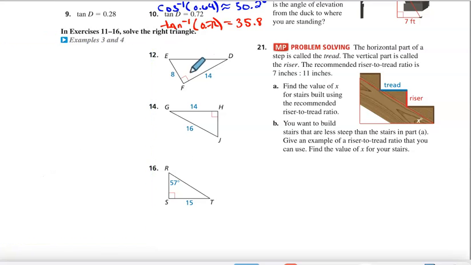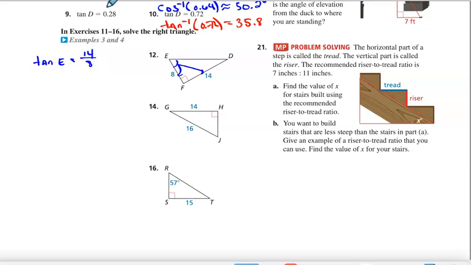Okay, so if I'm looking at number 12 here, start with E. If I'm looking at E, I can use opposite and adjacent. So the tangent of E is equal to 14 over 8. Okay, so that's the tangent of E.